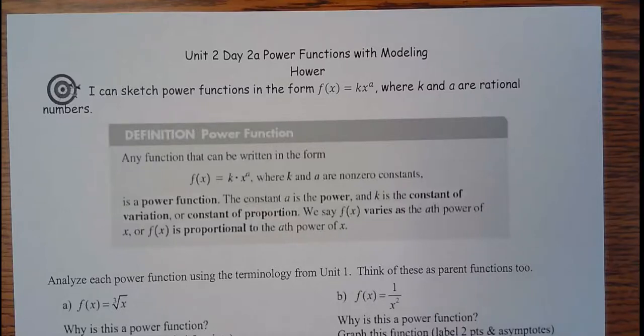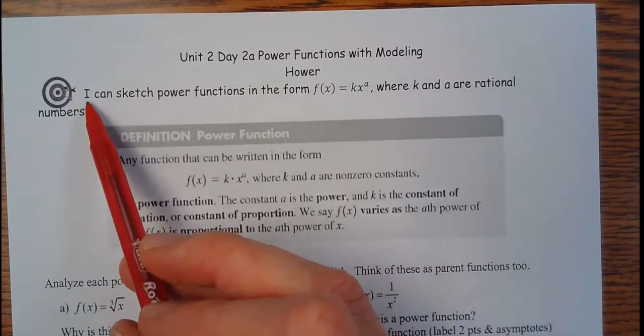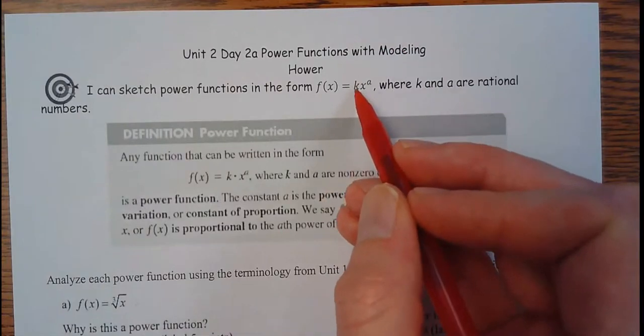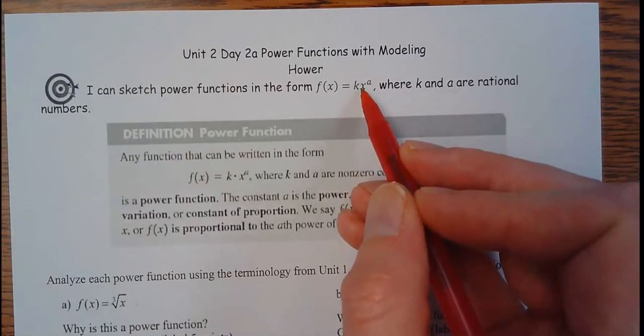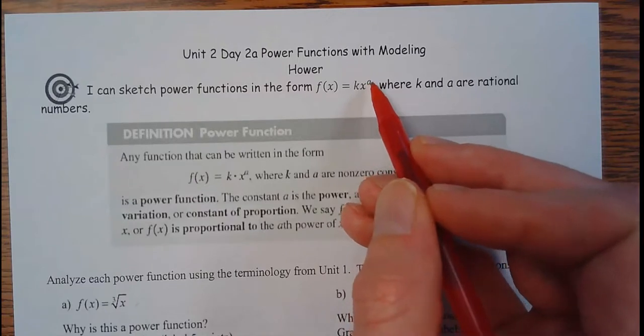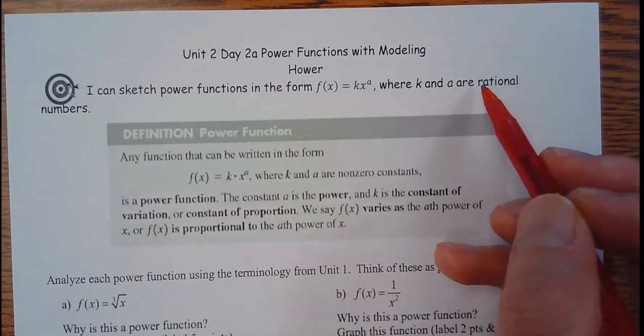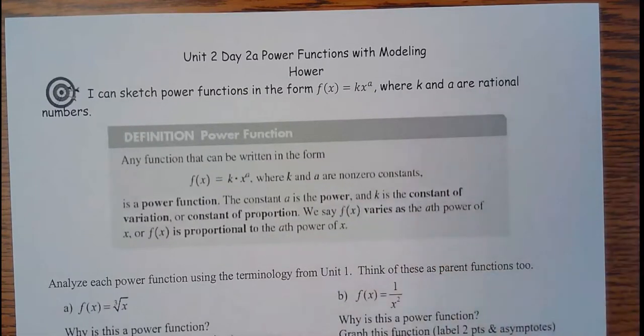Okay, so here is Unit 2, Day 2a, and this is about a function called a power function. I'm not sure if you've ever heard of that before, but all it is, and it's part of our learning target here, I can sketch power functions in this form. So k is a constant, and x is a variable raised to some power. That makes it a power function, and k and a both need to be rational numbers. Rational just means they could be written as a fraction or it can be a whole number.